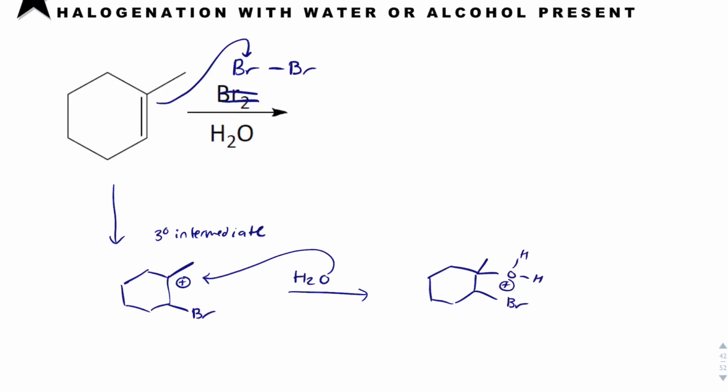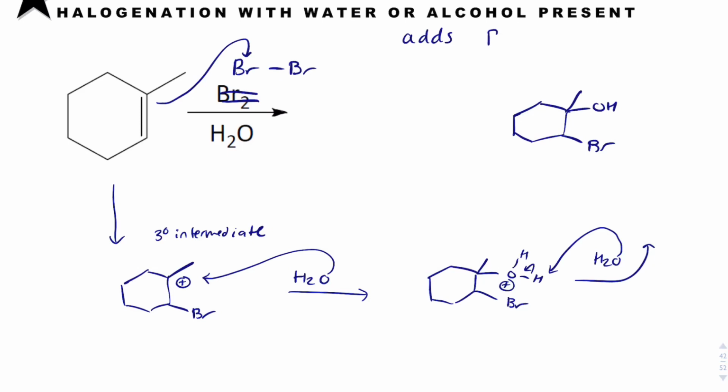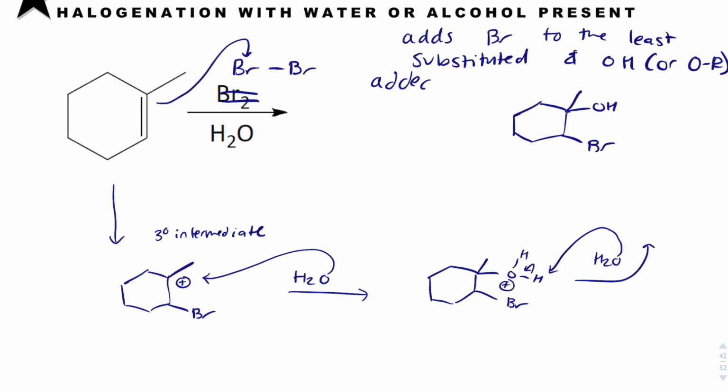We know water or oxygen with 3 bonds will be positively charged. And so our last step is always for water to come back in, take off an H. And that way we've added an OH group. So this adds a bromine, it could be chlorine or iodine as well, to the least substituted, and an OH or OR group added to the most substituted.